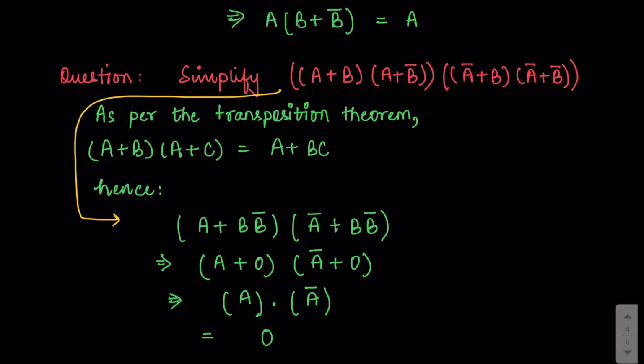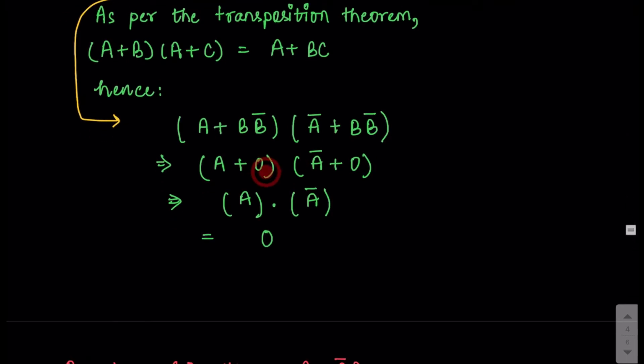So when I apply the transposition theorem, which was this, that if I have (a + b) dot (a + c), I can write it like a + bc. So I apply this over here and I get (a + b bar) for the first bracket and (a bar + b bar) for the second bracket. Now we know that b dot b bar is equal to 0. So over here in both the cases we have 0, and then we come to a dot a bar, which is also equal to 0. So this complete expression minimizes to 0.